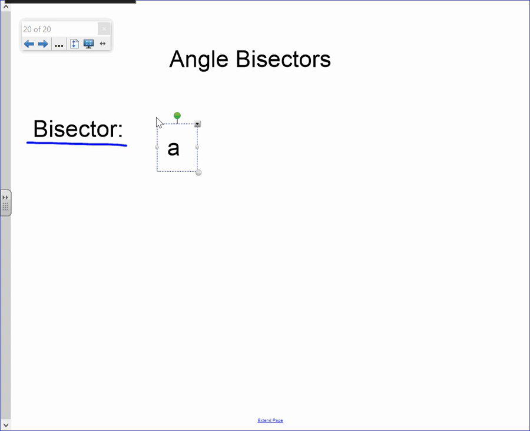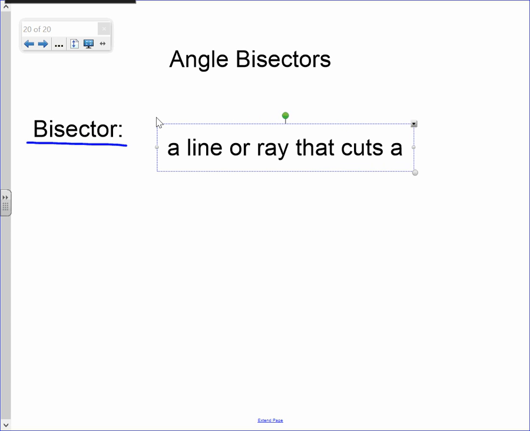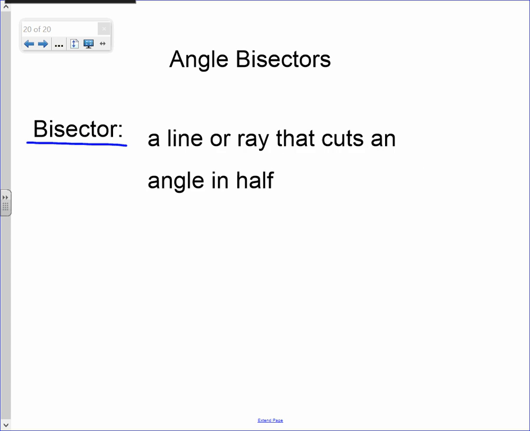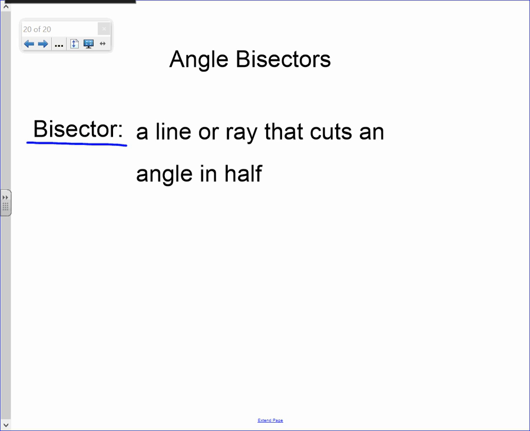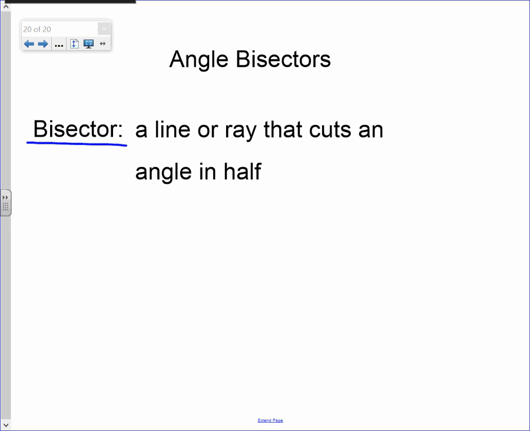A line or ray that cuts an angle in half. A line or ray that cuts an angle in half. Write that down. A line or ray that cuts an angle in half. What do I mean by that? Ready, gentlemen? Here we go.